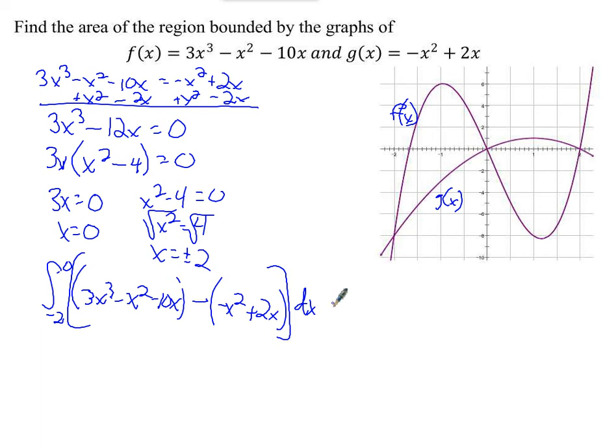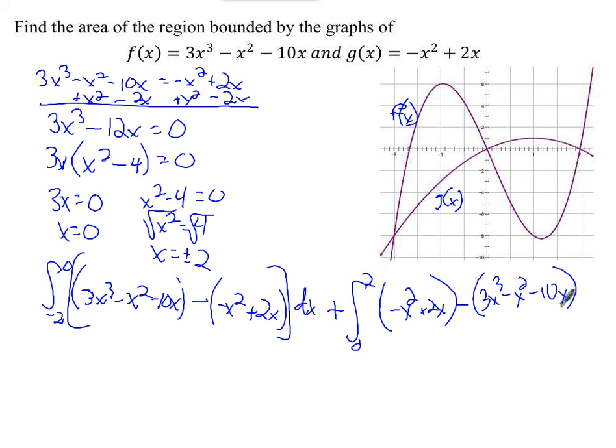Plus? Yes, now this one is on top and F is on the bottom, so it's going to be negative x squared plus 2x minus g of x, or sorry, f of x, which is 3x to the third minus x squared minus 10x dx.